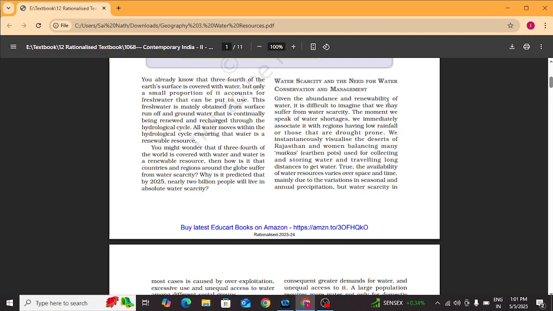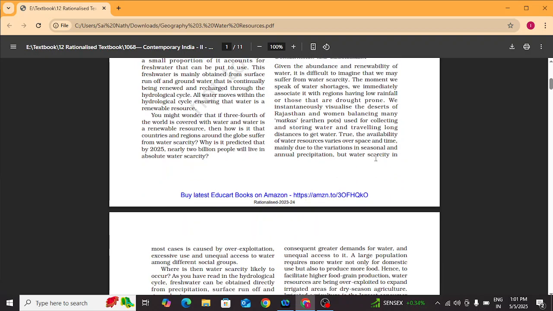Given the abundance and renewability of water, it is difficult to imagine that we may suffer from water scarcity, but it is true. The moment we speak of water shortages, we immediately associate them with regions having low rainfall or those that are drought prone. In India, which are these regions? These are regions of our desert area, that is Rajasthan.